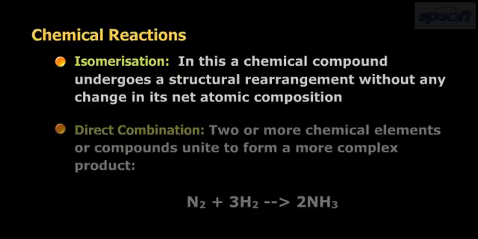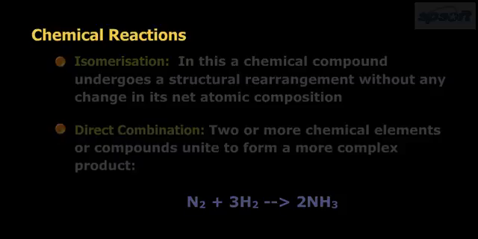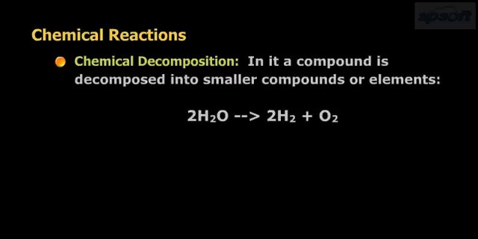Direct combination: two or more chemical elements or compounds unite to form a more complex product. N2 + 3H2 gives 2NH3. Chemical decomposition: in it, a compound is decomposed into smaller compounds or elements. 2H2O gives 2H2 + O2.